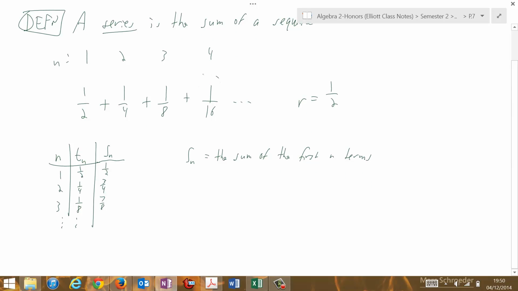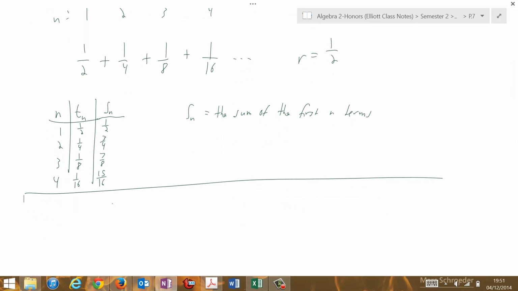And S of 4, as you imagine, would be all of this plus 1/16, which would be 15/16. And you can start to predict what the rest of them are going to be. Now, we're going to deal with what that approach is later, but I just want you to get in your head what this means. So let's try another sequence.